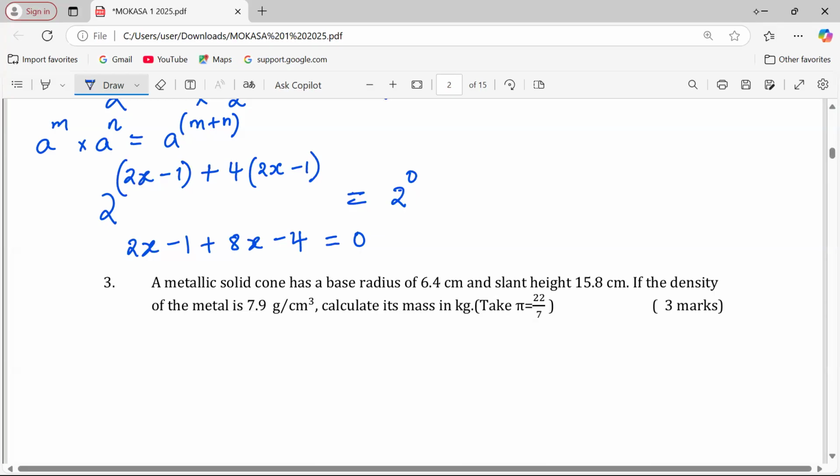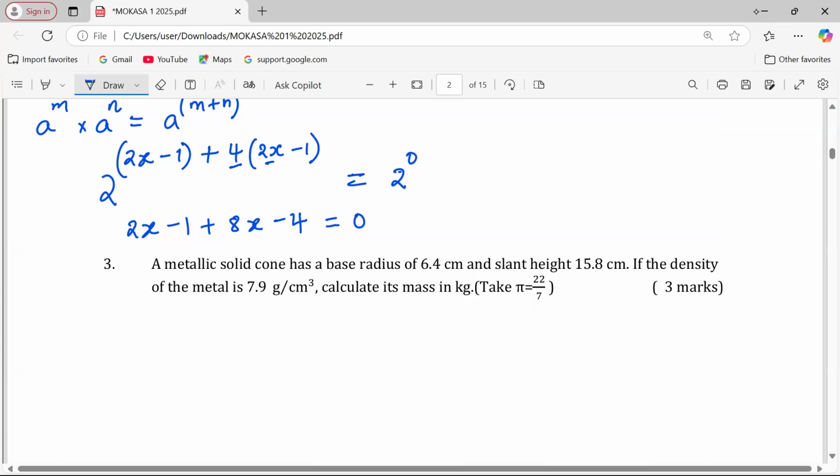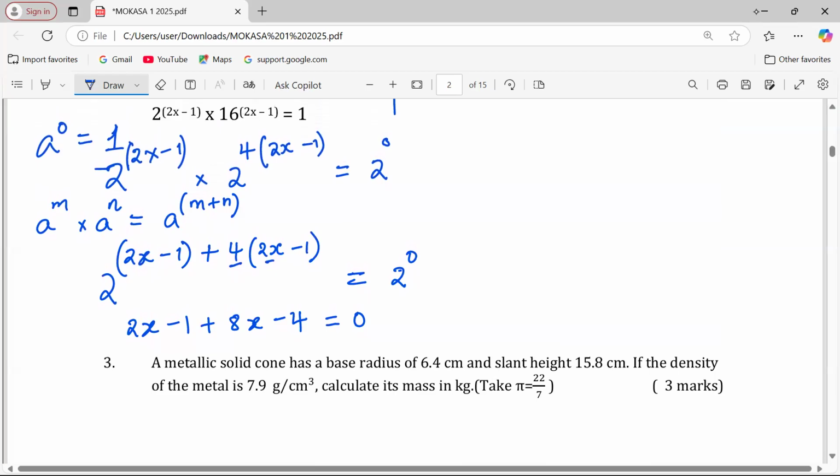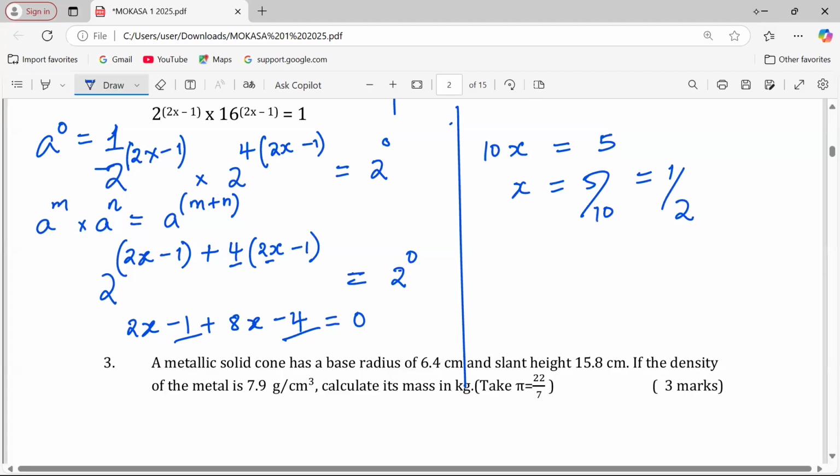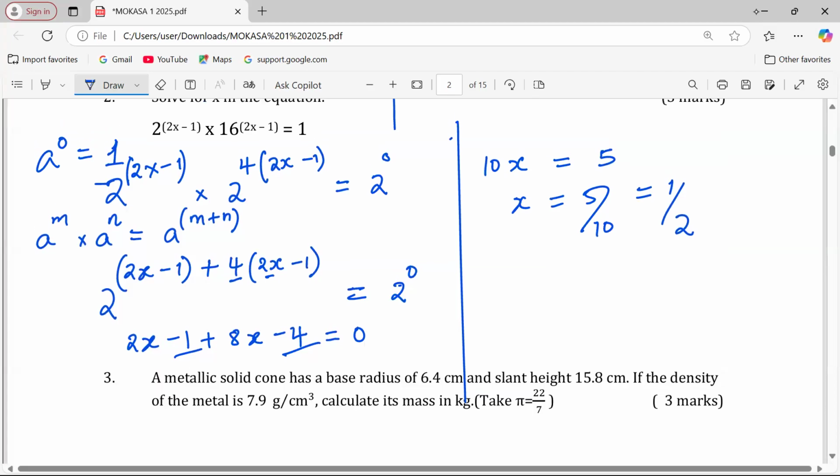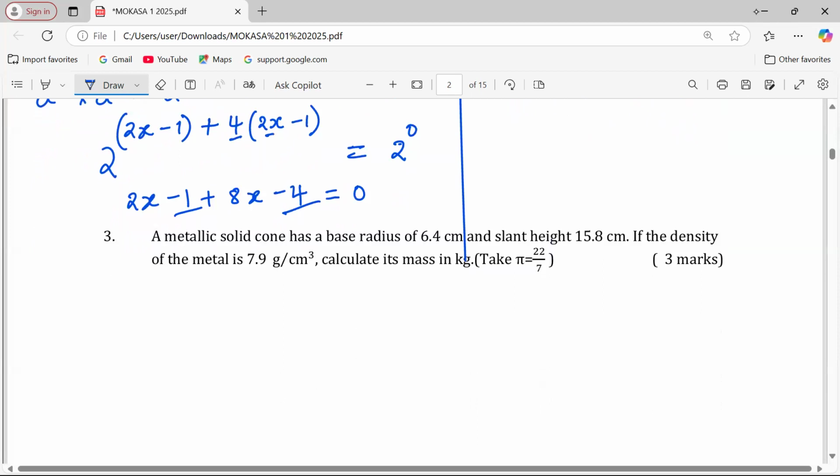I think I have opened the brackets well. So when we start grouping terms together, this will become 10x because of 2 and 8. So we'll have 10x being equal to -1, -4 becomes -5. But to the right-hand side, it will become positive. So the value of x will be 5 out of 10, which simplifies to half. So the value of x in such a question is half.